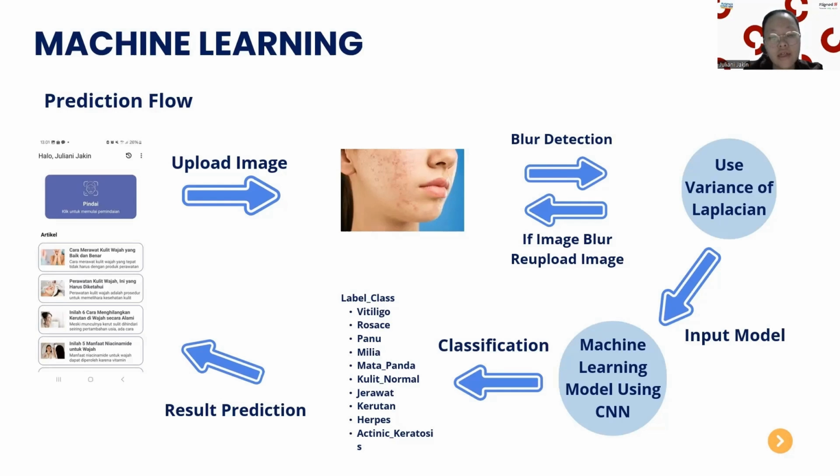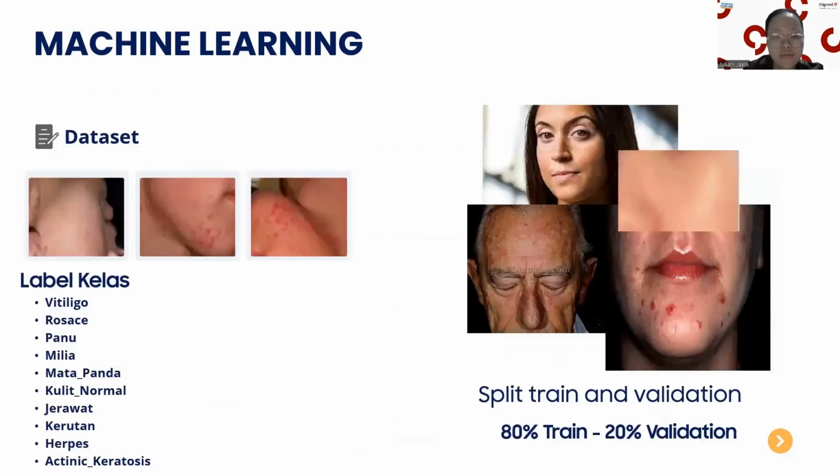If the image is clear enough, we use a convolutional neural network to classify it against 10 known skin diseases. If a potential disease is identified, the app displays the result along with helpful tips for treatment.